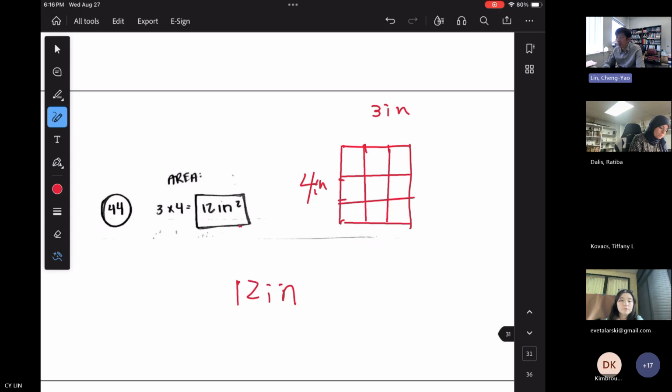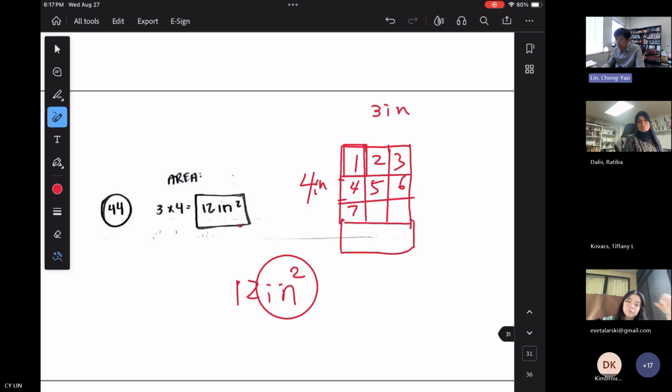Which one? Squared. Square, because what? We're looking for how many little squares we have right here. So we have 1, 2, 3, 4, 5, 6, 7, 8, 9, 10, 11, and 12. So we have 12 little squares. So that's why we have this.